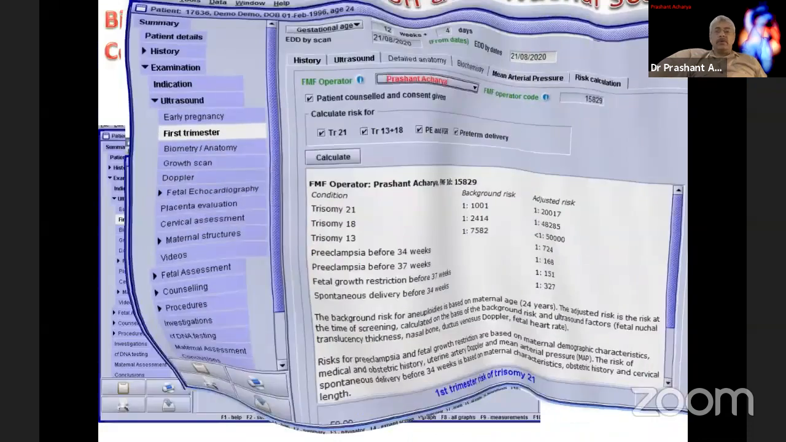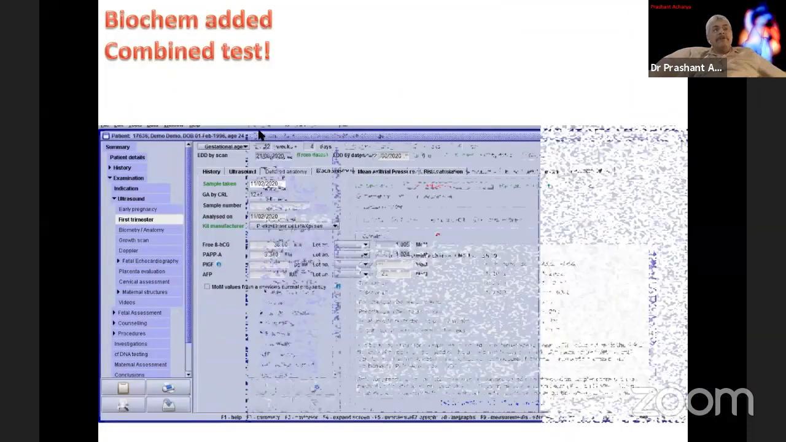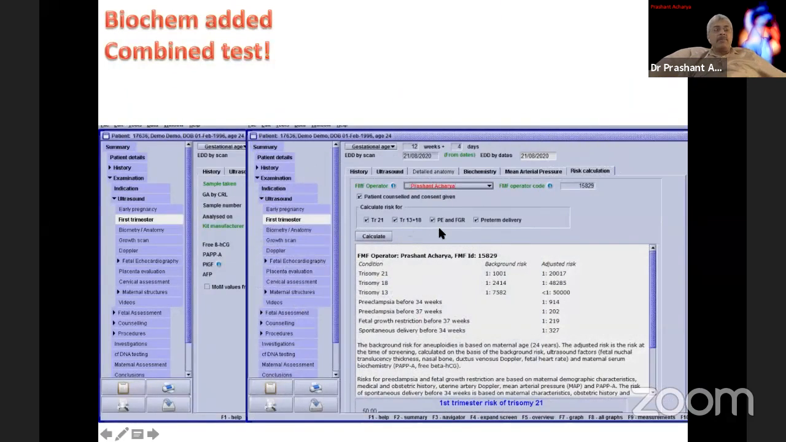Even if I had added biochemical markers, the risk never changes, because the Fetal Medicine Foundation software has a truncation capacity. That truncation capacity means it limits how much the risk can be altered.